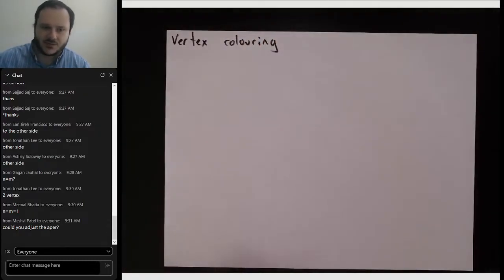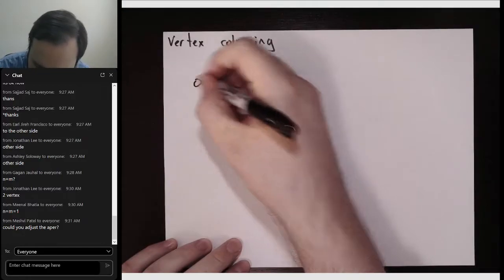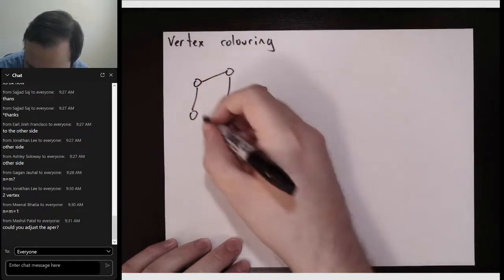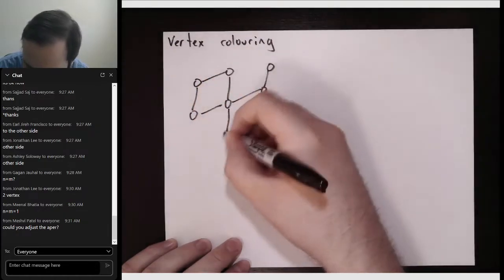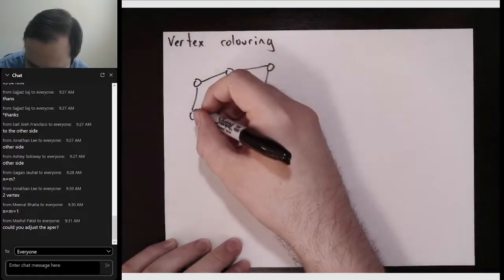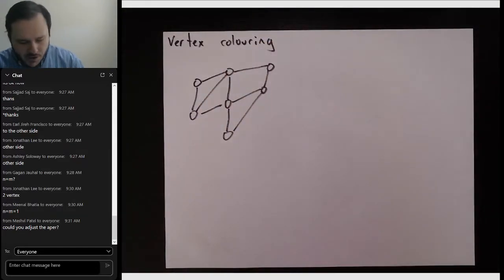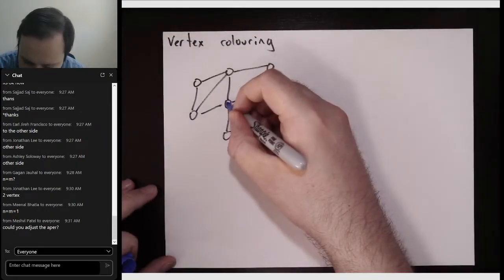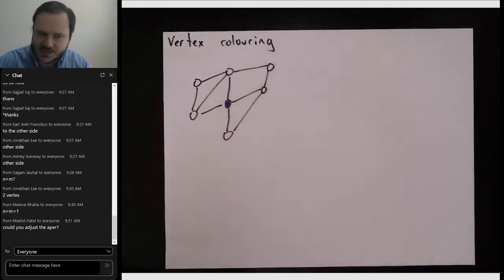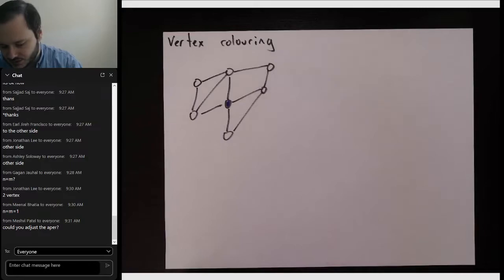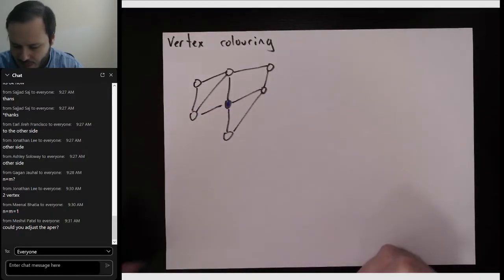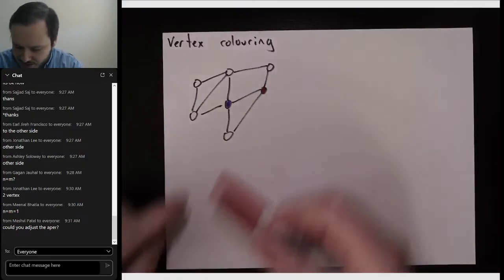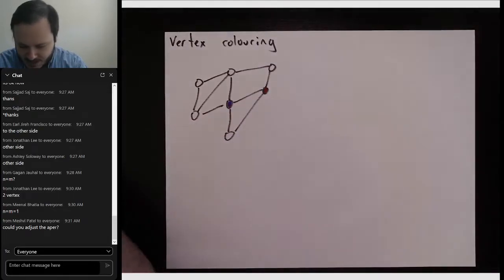So here's the idea behind vertex coloring. I have some graph. Any graph will do. And I want to put a color on each vertex. But I don't want two vertices next to each other to share the same color. So this vertex is blue, which means I want this vertex to be red. I don't want them to share a color. And this vertex is next to a blue vertex and a red vertex, so I'm going to color it green.